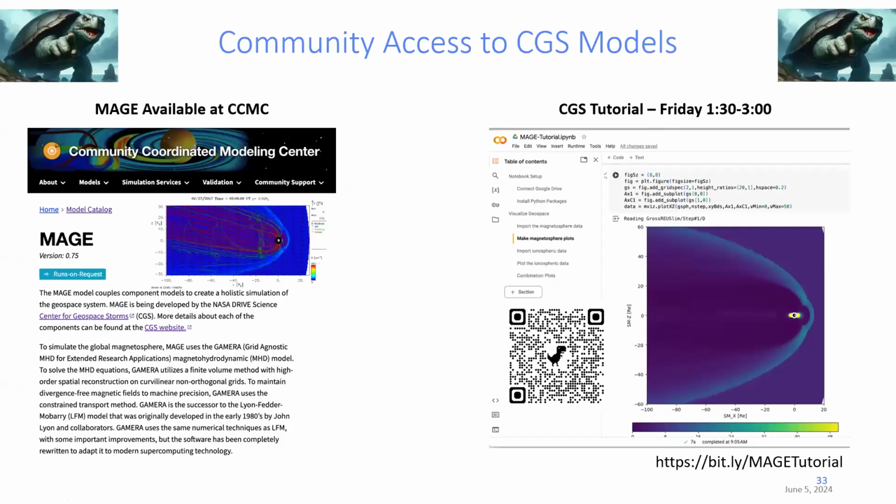So I want to take a minute and just advertise a few things that I think are of broad interest to the GEM community. The first of which is Mike Wiltberger is giving a tutorial on Friday afternoon. So if you're here, I do encourage you to go and see that. The MAGE model has just been released at CCMC, and he's going to be demonstrating how to make runs and analyze the runs. So I encourage people to go look at that if they're interested.